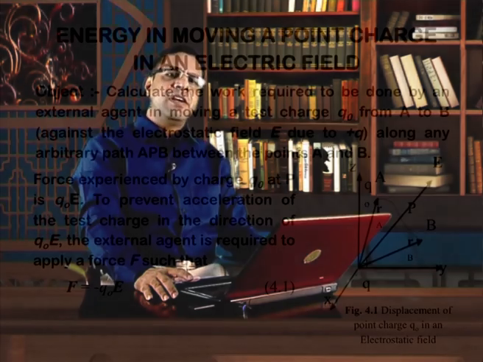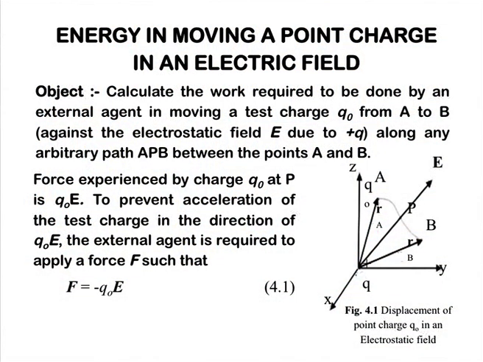We start off with the energy in moving a point charge in an electric field. The object here is to calculate the work required to be done by an external agent in moving a test charge Q0 from A to B under the effect of electrostatic field E due to charge plus Q along any arbitrary path APB between points A and B.